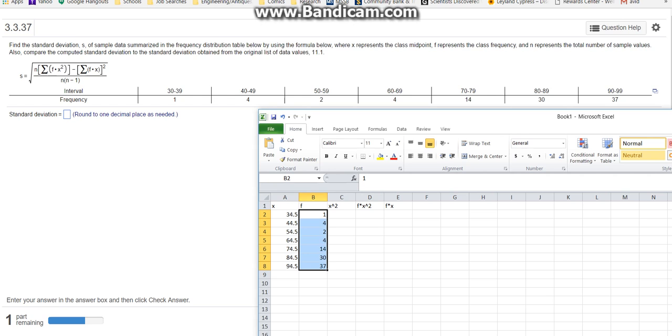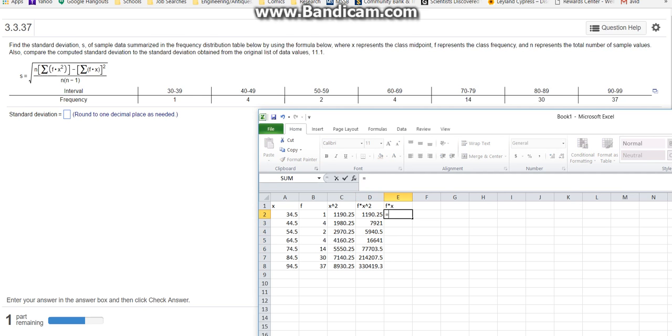Now I have to basically construct the components of this equation here. So the first thing I want to do is take the midpoint x and square it, and then copy this formula down the page, and then I want to multiply each frequency times each x squared term, and that gives us this, and then copy this down the page, and then multiply each frequency times each x value, and then copy this down the page.